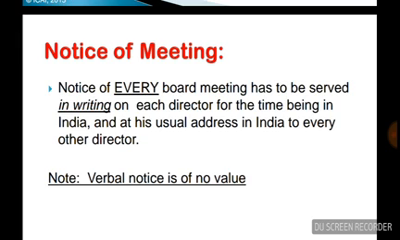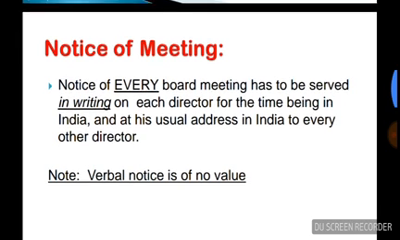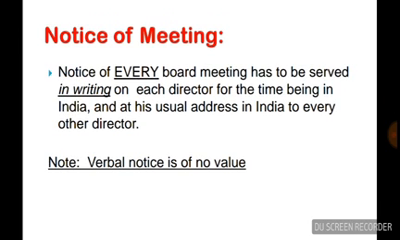The Act will penalize the person who doesn't send the notice to the director who showed his disinterest in attending the meeting. So the one-line point is, even if the director showed his disinterest to attend the meeting, you have to send the board meeting notice. And at least 7 days gap should be there between the sending of the notice and the meeting being held. The notice can be sent either through electronic means or through post.